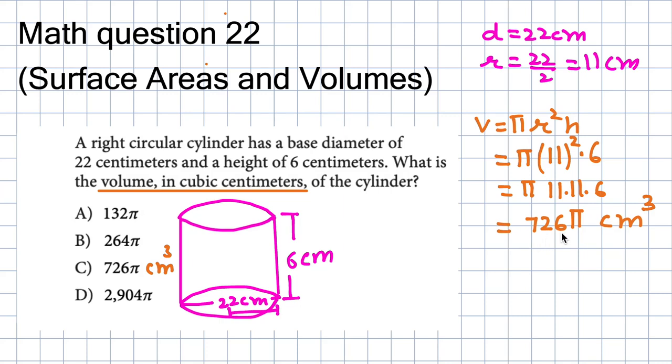So our answer is 726 pi. So that means C is the right option. Correct?